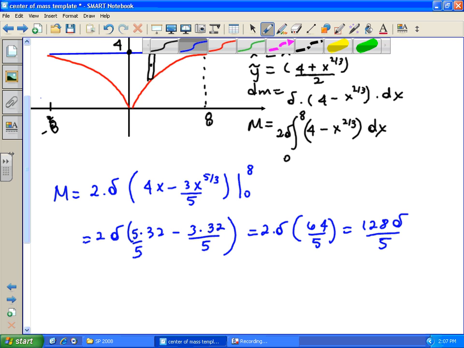Okay, any questions about the setup so far, how we set this one up? Yes, Krista? Okay, the 2, I put it there because instead of going from negative 8 to 8, the actual region for this problem was from negative 8 to 8. So I did a shortcut. I went from 0 to 8, but then to compensate for it, I'm multiplying everything by 2. Okay.